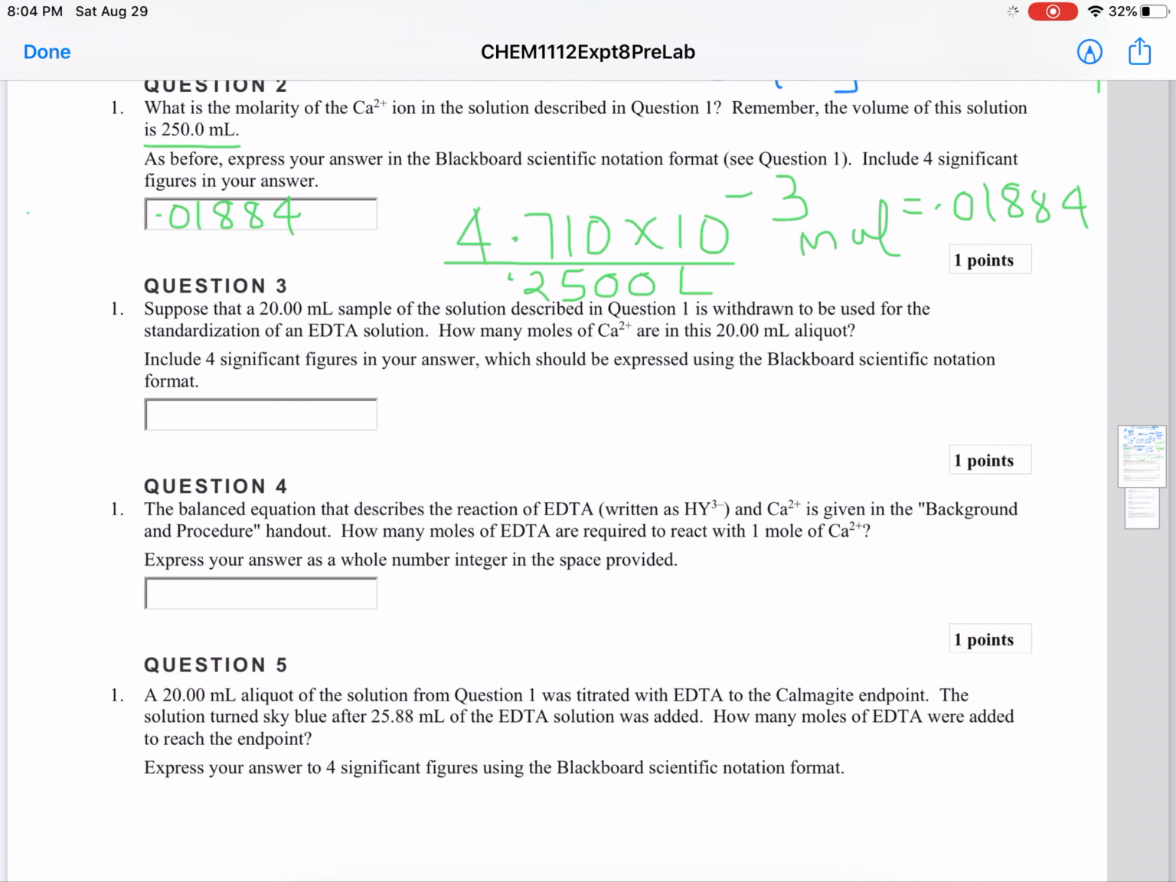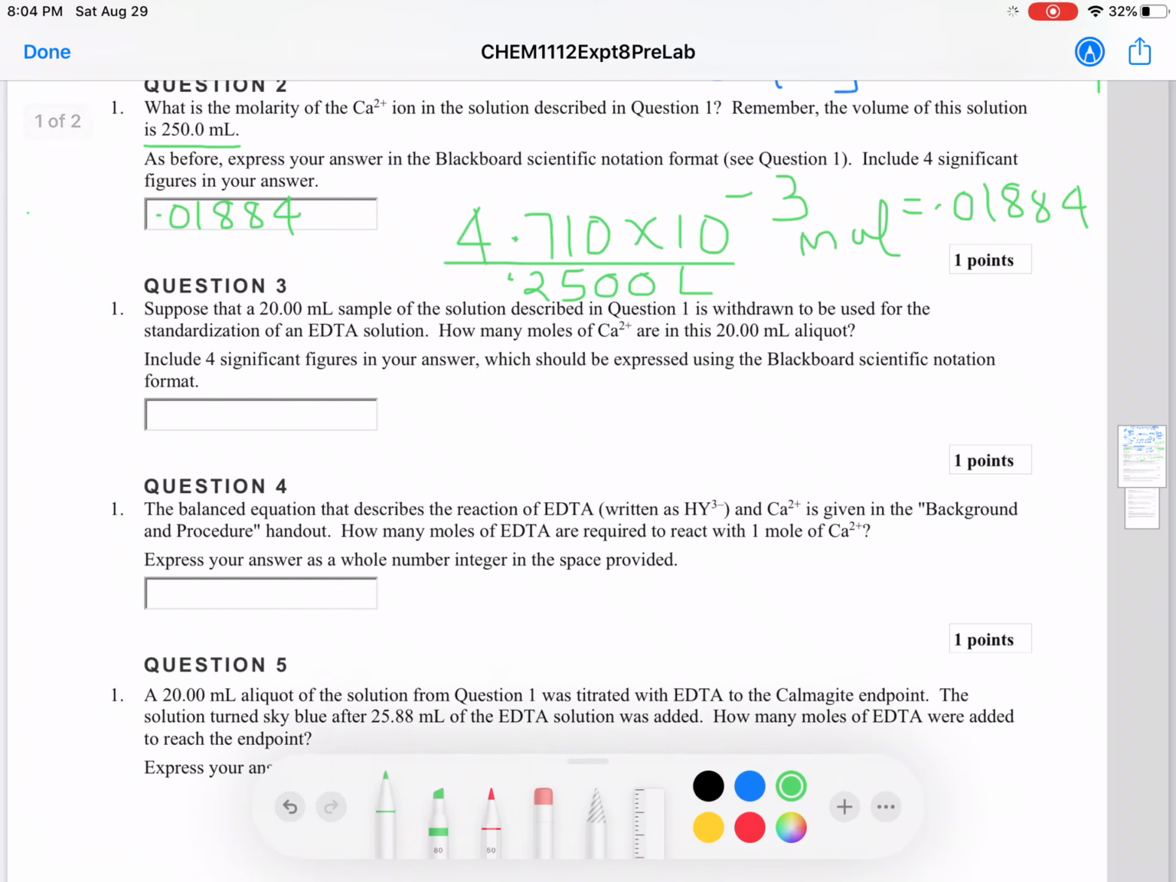Aliquot is like a small sample. So you take a 20 milliliter sample. Now you are asking what is the number of moles in this 20 milliliter aliquot. To find the moles, what do you need? Remember your equation for the molarity.